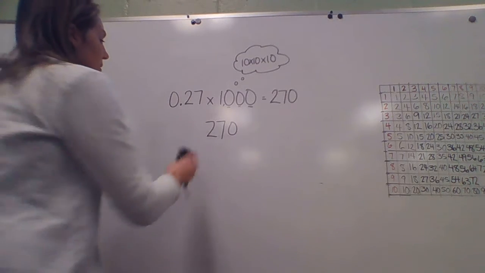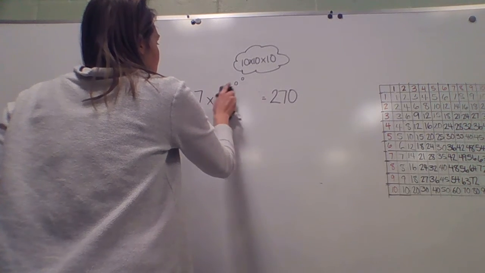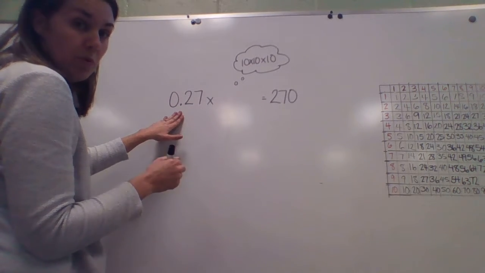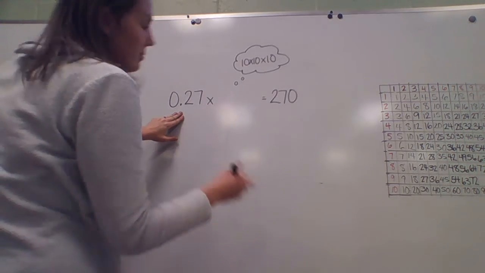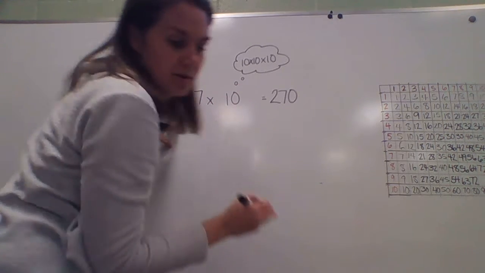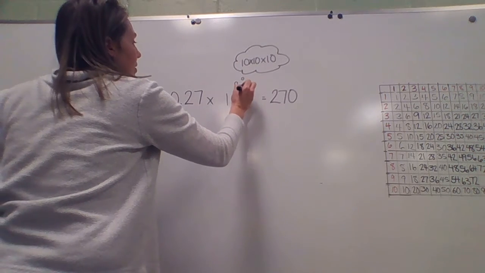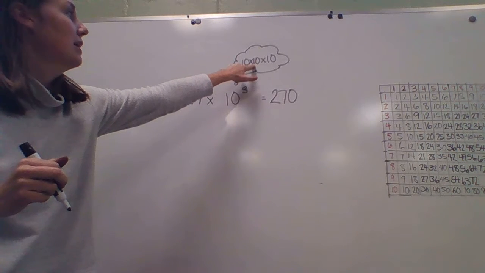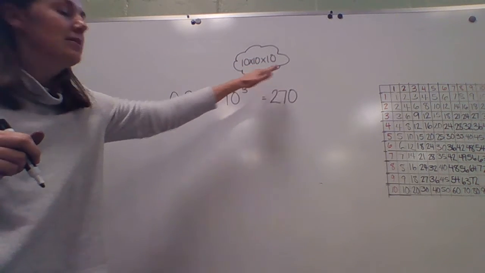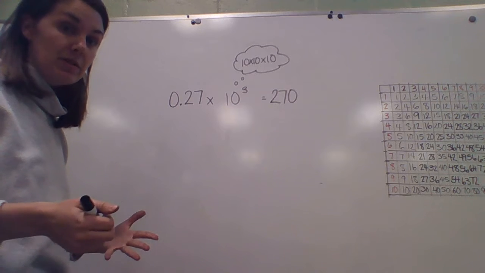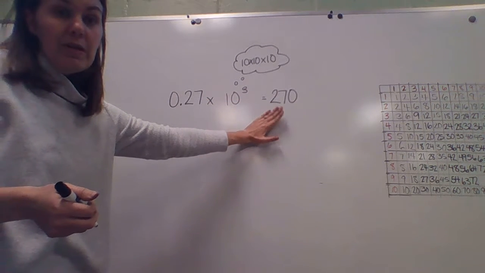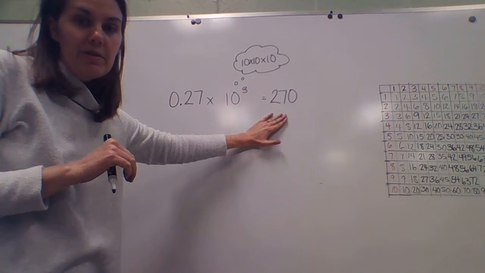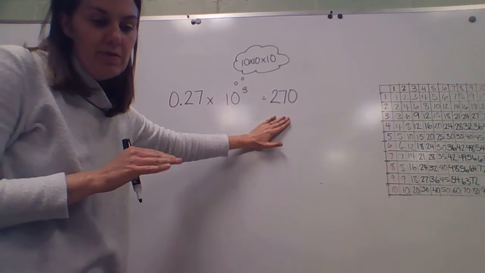Okay? Now the second one is showing you 27 hundredths, or 0.27, times 10 to the third power. Well, guess what? We just did that. We had 10 times 10 times 10. I have 3 tens. That's the same as 1,000. So our answer would still be 270. So the answer for the first and second problem are the same. You would get 270 for both of them.